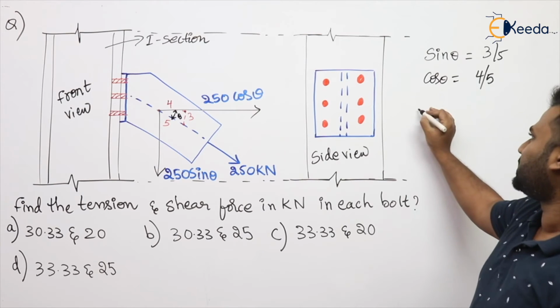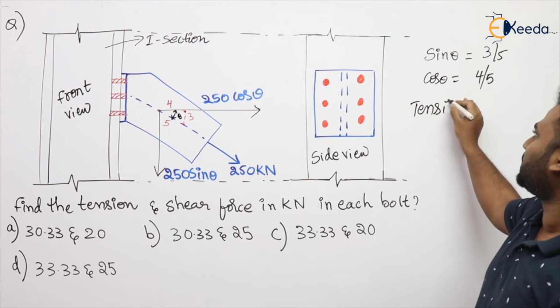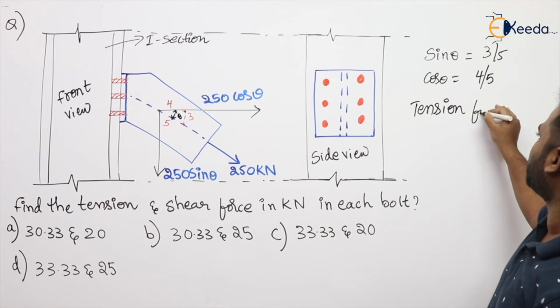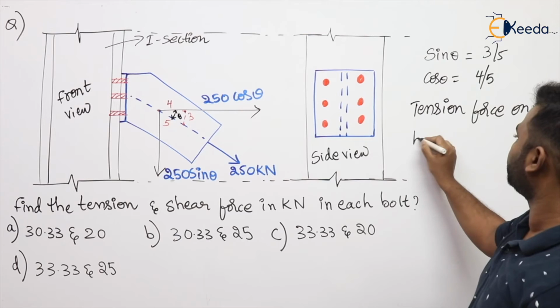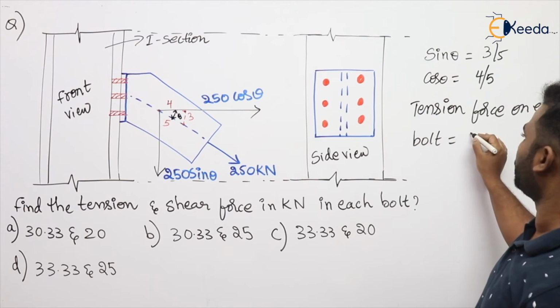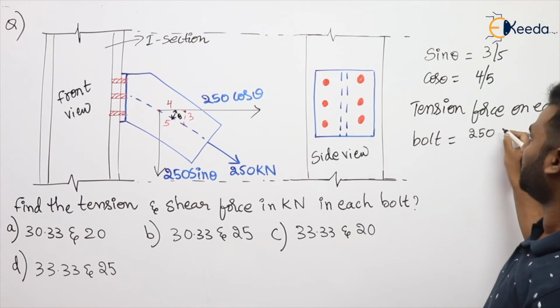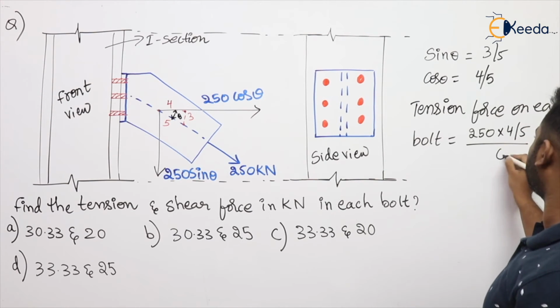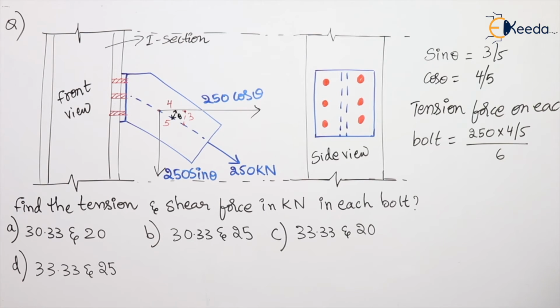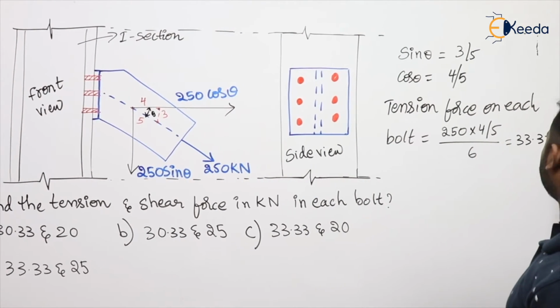Now, tension force. Very simple question, even though it is asked for 2 marks. So the tension force on each bolt is equal to 250 cos theta, that is 250 times 4 by 5, divided by 6. Upon simplifying, we get 33.33 kilonewton. This is the tension force.